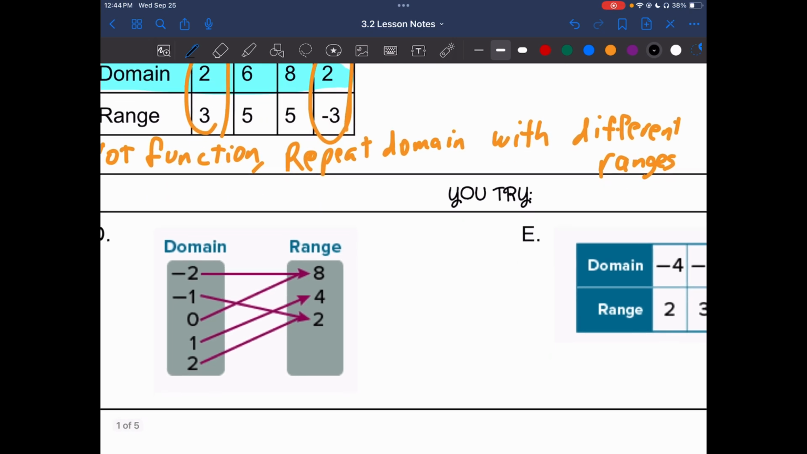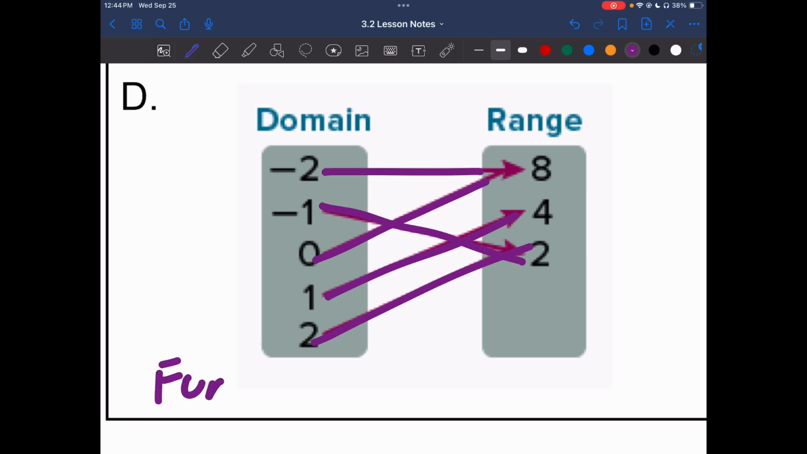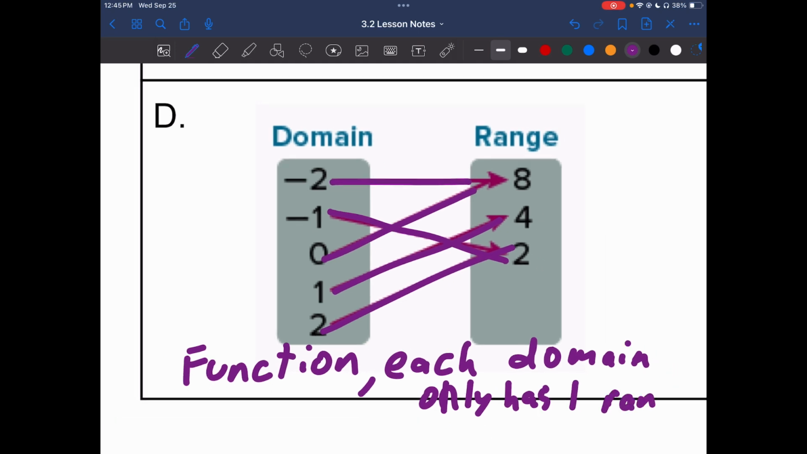I want you to try them on your own, and then we'll go over them as a group. So our first one is using a mapping diagram, and as I look at this, each one of my inputs is only taking one pathway away from it. So this is a function. Each domain only has one range. Each domain value only goes to one place.